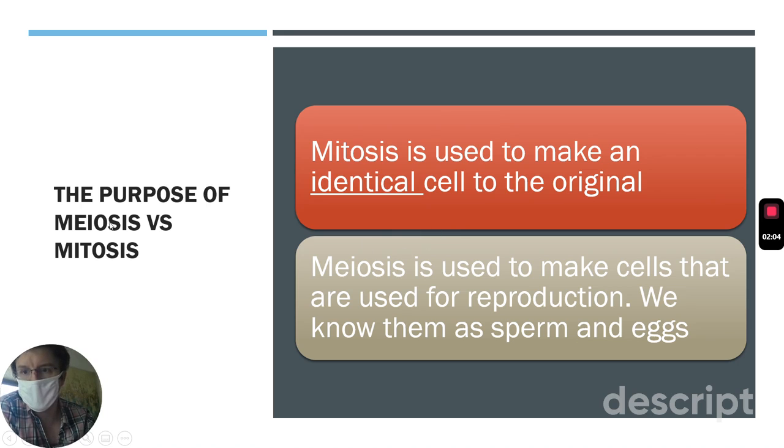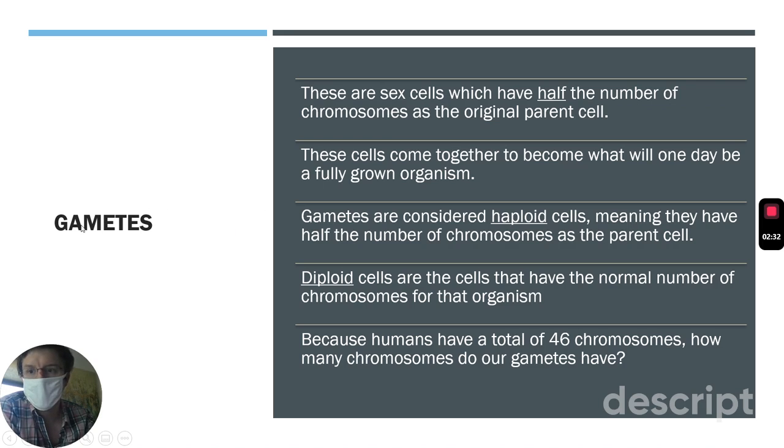So we already talked about the purpose. Mitosis is used to make an identical cell to the original. Meiosis is used to make cells that we use for reproduction. So sperm and eggs in humans. It's a little bit different when we talk about plants and certain other organisms, but for right now, I just want you to understand what meiosis means in terms of human reproduction.